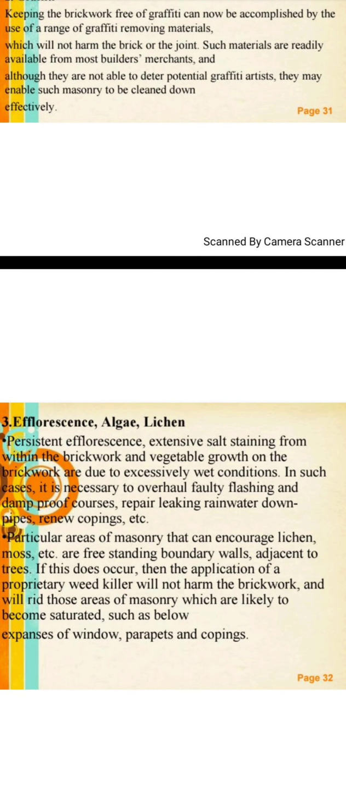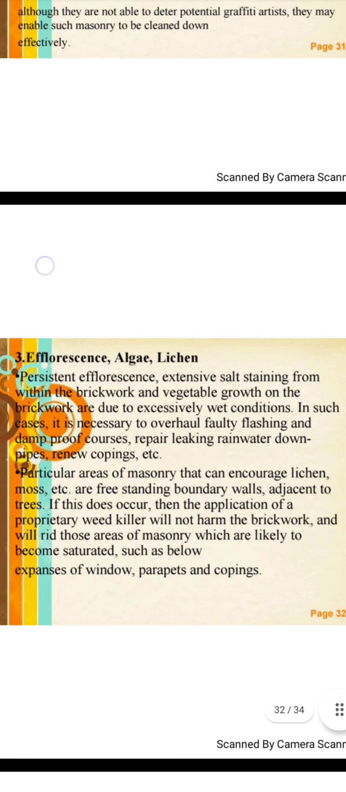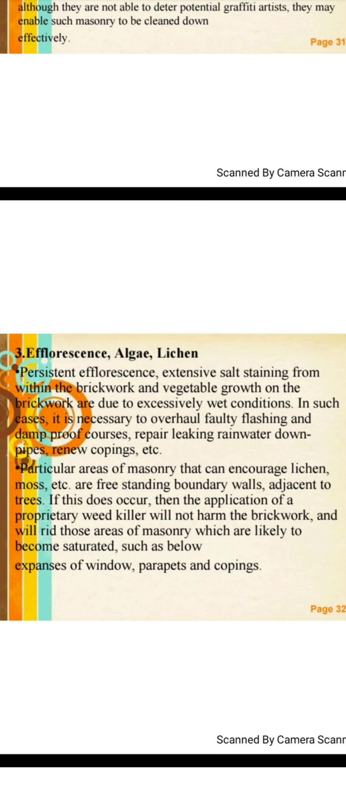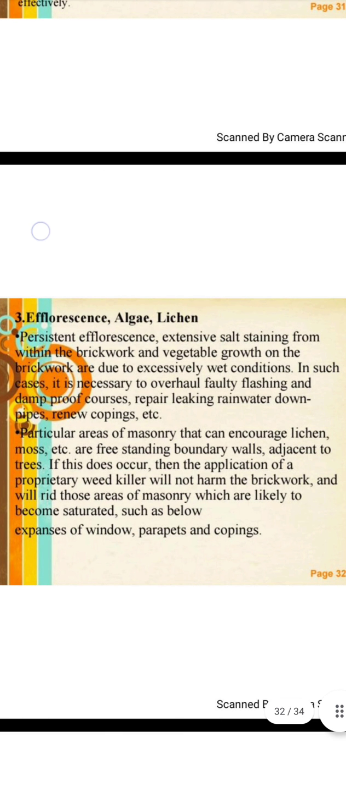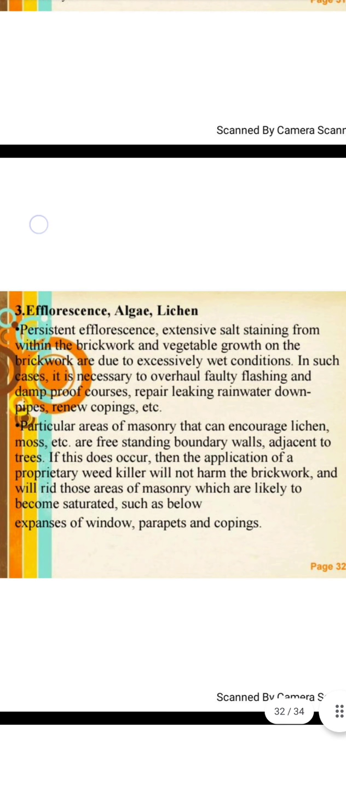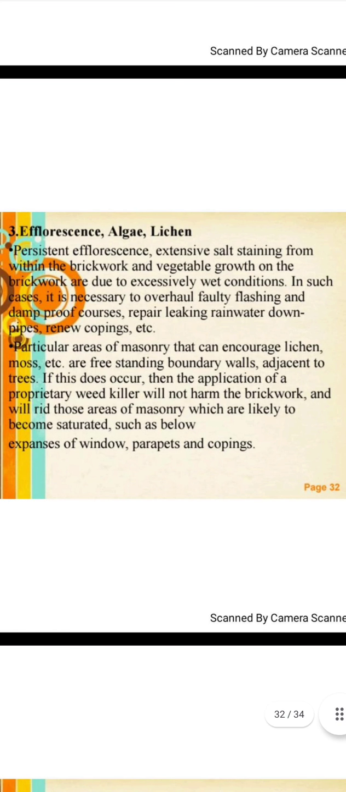Efflorescence, algae and lichen. What is efflorescence? Persistence of efflorescence, extensive salt staining from within the brickwork, and vegetable growth on the brickwork are due to excessively wet conditions. In such cases, it is necessary to overhaul flashing and damp-proof courses, repair leaking rainwater downpipes, and renew coping, etc. Particular areas of brickwork that can encourage lichen and moss, etc.